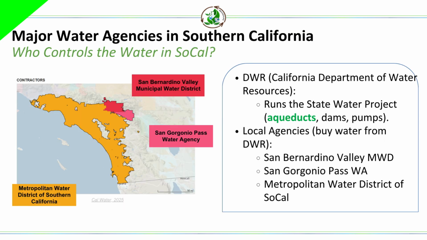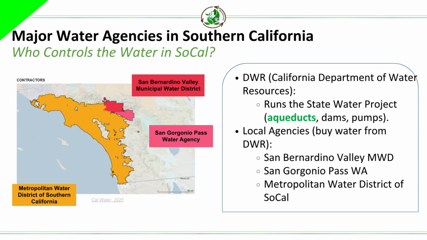Now, let's look at who controls the water in Southern California. At the top, we have the California Department of Water Resources, or DWR. They run the State Water Project, which includes aqueducts, dams, and pumping plants. Basically, they manage the water coming from the north. Local agencies then buy water from DWR to supply their communities.